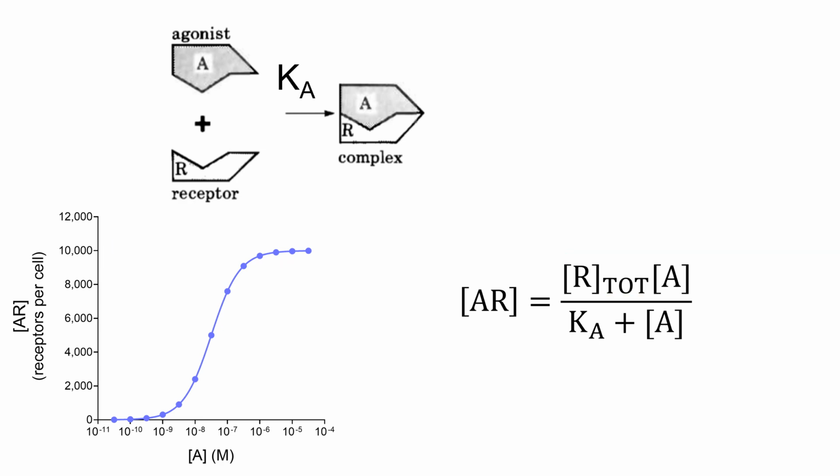Note that this equation is a saturation type equation. We can see the curve goes up, then reaches a limit where the receptor population is saturated by the agonist. In mathematical terms, this is called a rectangular hyperbola.